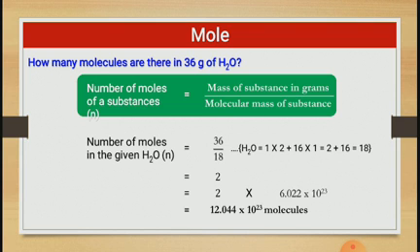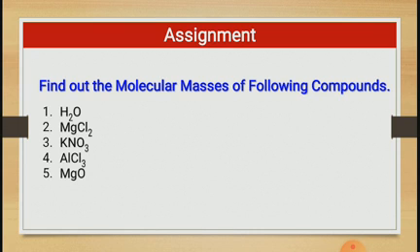Okay, students, your assignment is to find out the molecular masses of the following compounds. I have given five compounds: H2O, MgCl2, KNO3, AgCl3, and MgO. If you want the atomic masses, they are given in chapter number 4 of your science book. By using those atomic masses, you can find out the molecular mass of the given substance.